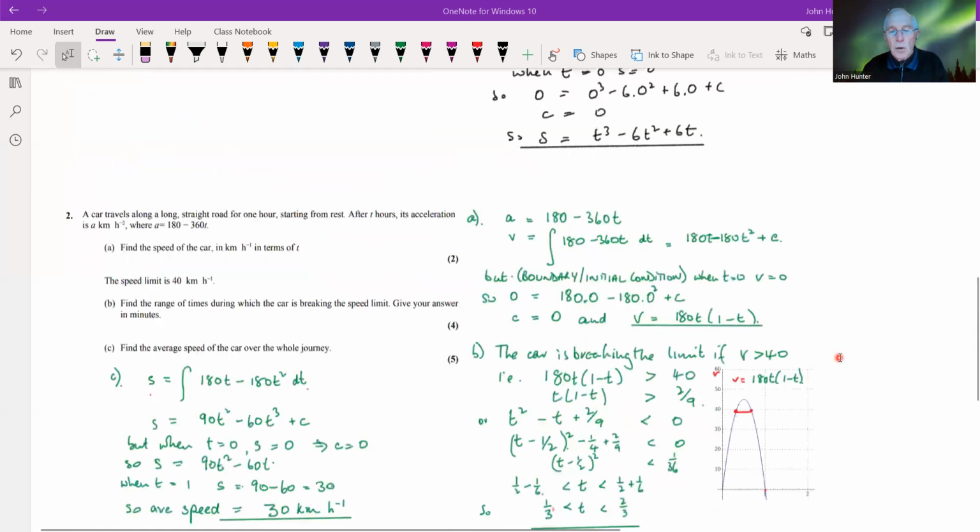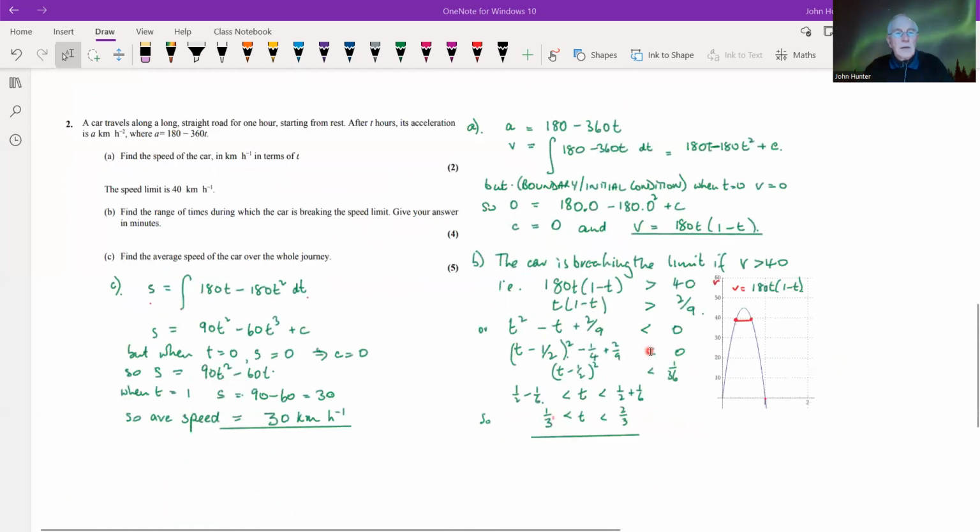This one is a little bit more complicated. Let's have a look. A car travels along a long straight road for 1 hour, starting from rest. After t hours, its acceleration is a kilometers per hour squared, where a equals this expression, 180 minus 360t. Now we know this is not our normal units, kilometers and hours. We're usually in meters and seconds, but the whole question is in kilometers and hours, so there's no need in this one for us to convert to anything. That's just going to add complications. So we can just keep everything in kilometers and hours.